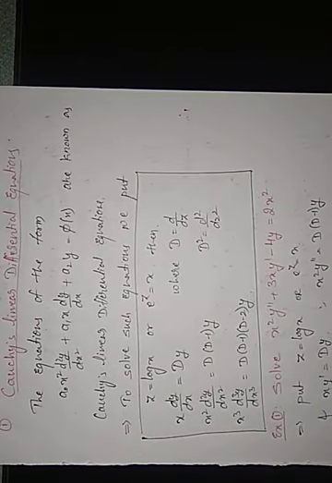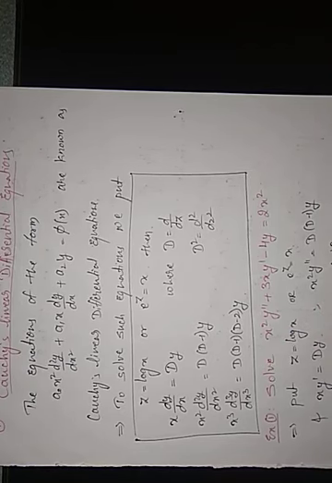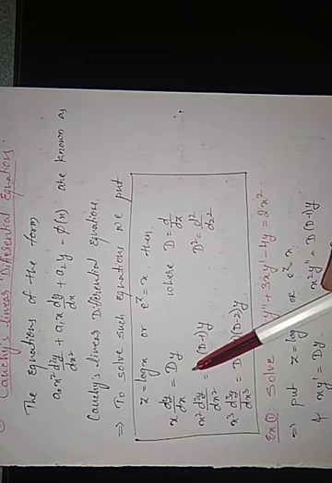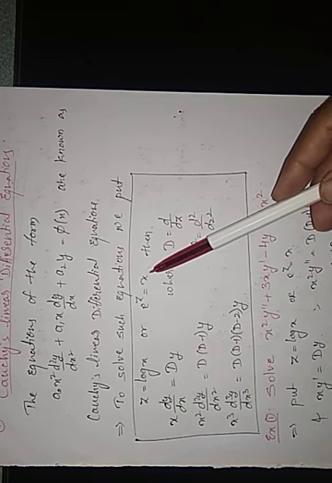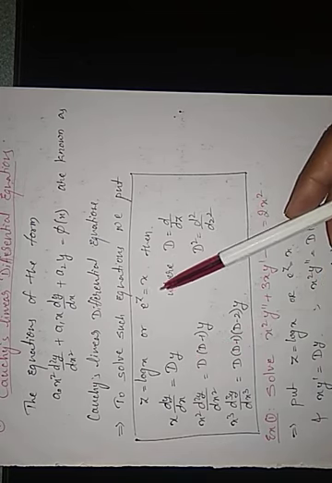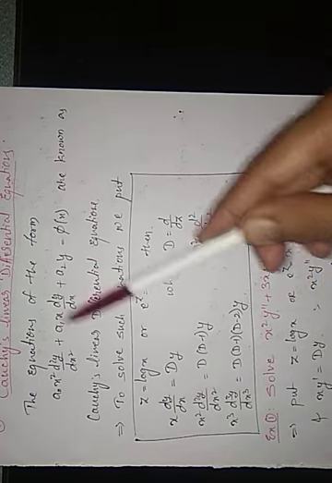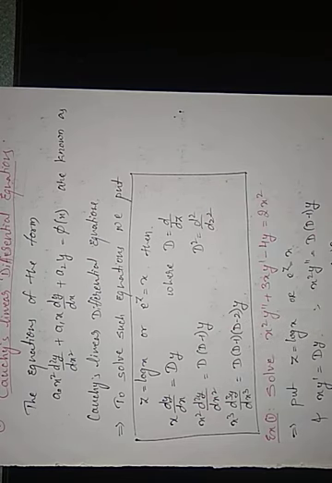To do that, we are going to substitute z is equal to log x, or e to the power z is equal to x. Then x dy by dx will become capital D into y. What is capital D? Capital D is nothing but d by dz. And x square d square y by dx square will become capital D into (D minus 1) into y.